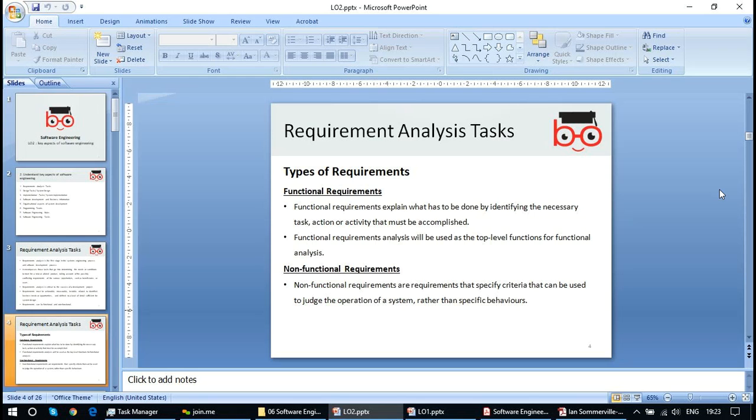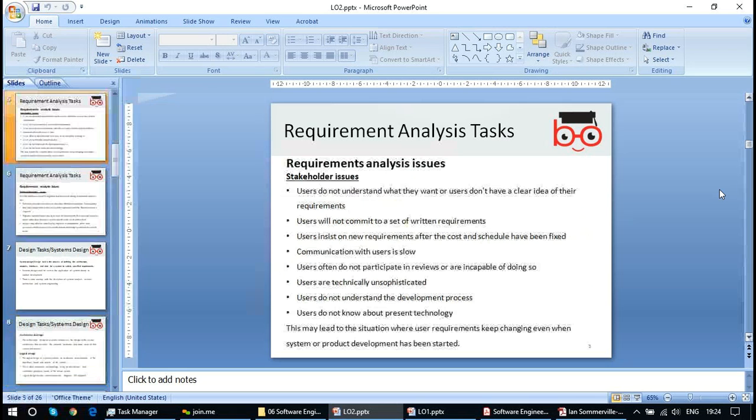You cannot implement the performance, but you can only judge the performance. But it is basically the requirement which has a kind of weight, weightage. So in the requirement analysis, you should be analyzing the functional requirements as well as non-functional requirements. So next, the requirement analysis issues.